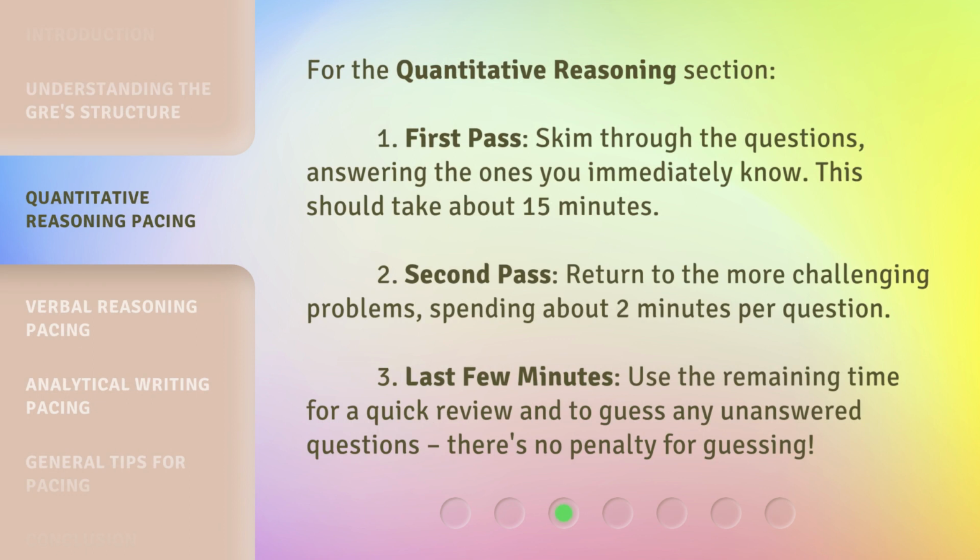For the quantitative reasoning section, 1. First pass. Skim through the questions, answering the ones you immediately know. This should take about 15 minutes. 2. Second pass. Return to the more challenging problems, spending about 2 minutes per question. 3. Last few minutes. Use the remaining time for a quick review and to guess any unanswered questions. There's no penalty for guessing.